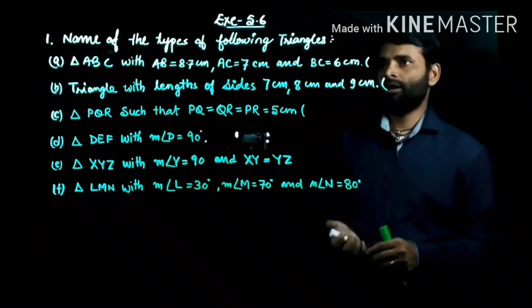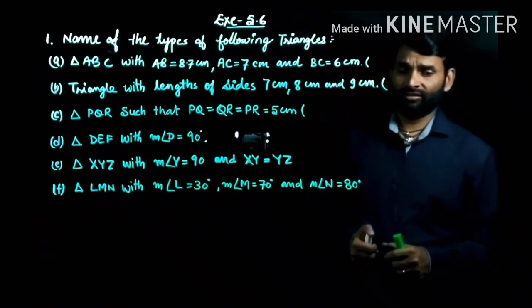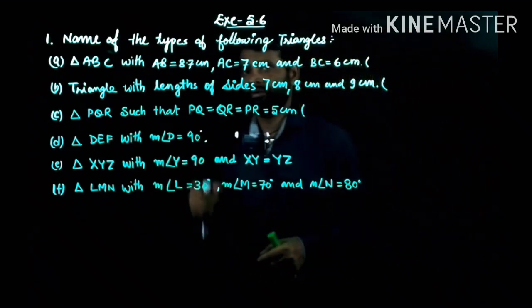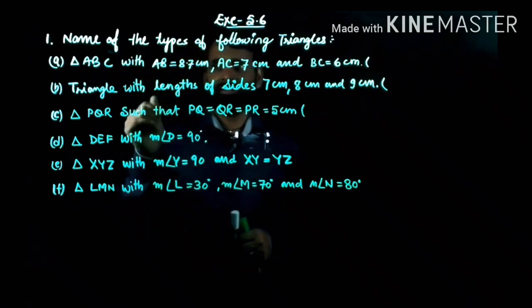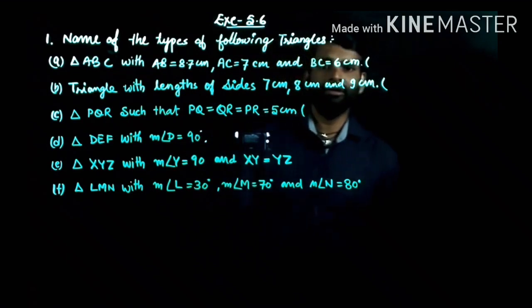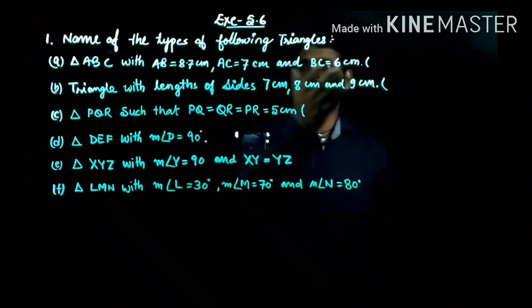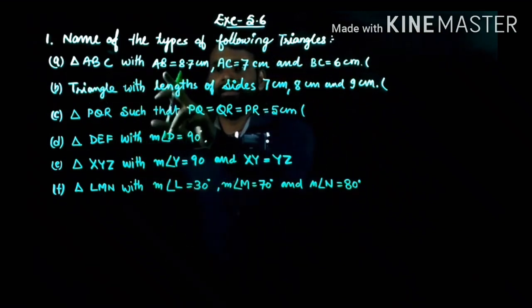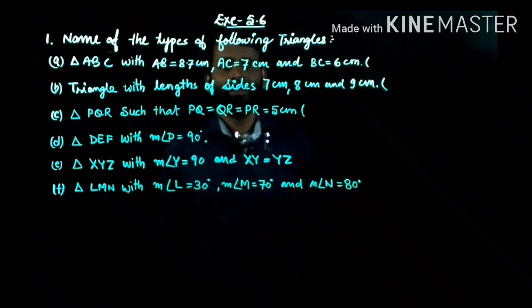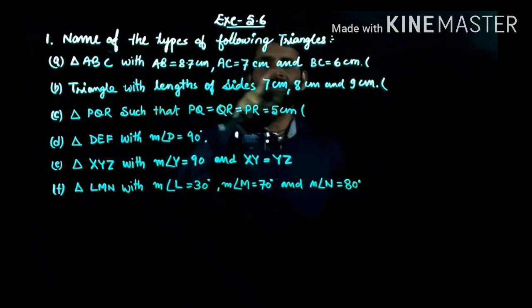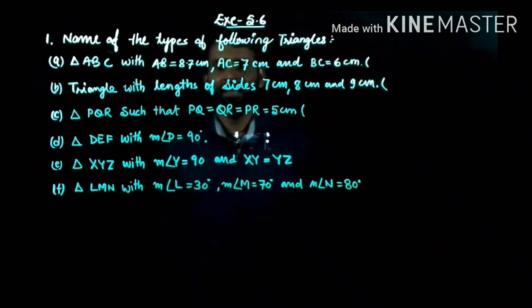Start the exercise 5.6. 5.6 is based on the name of the triangle. Okay, then first exercise, first question: name the types of the following triangles. According to the given information, you write the name of the triangle. The first triangle is triangle ABC. AB is 8.7, AC is equal to 7 centimeters and BC is equal to 6 centimeters. Okay, in triangle ABC, AB, AC and BC are the sides, name the given triangle.